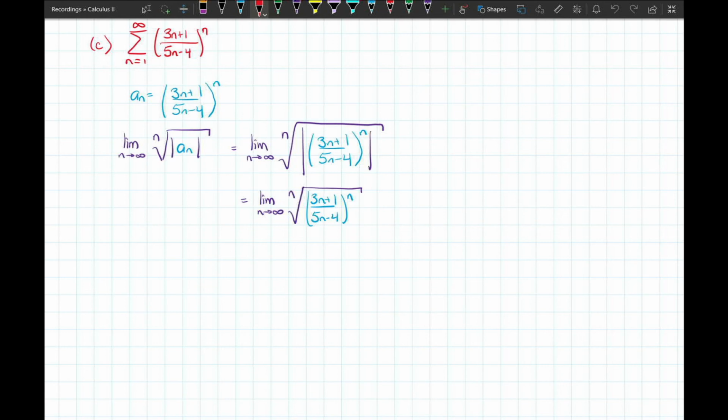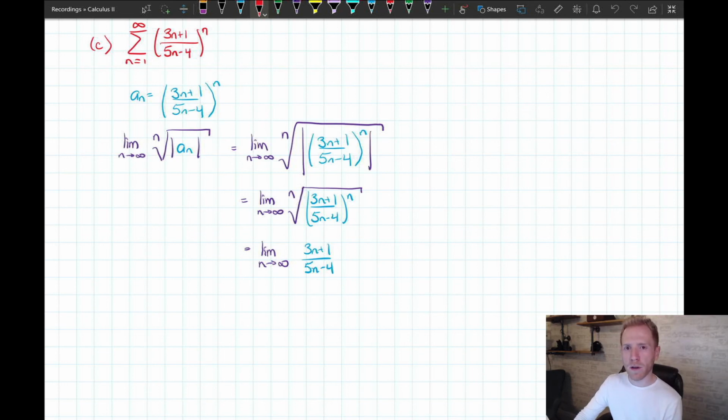And from there, the nth root from this root test and the nth power in our expression for a_n should cancel each other out. That gives us the limit as n goes to infinity of (3n plus 1) over (5n minus 4). Now, it's maybe worth noting that the nth root of something to the power n doesn't always exactly cancel out.